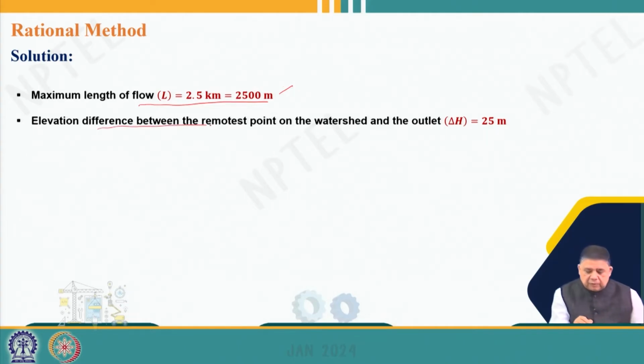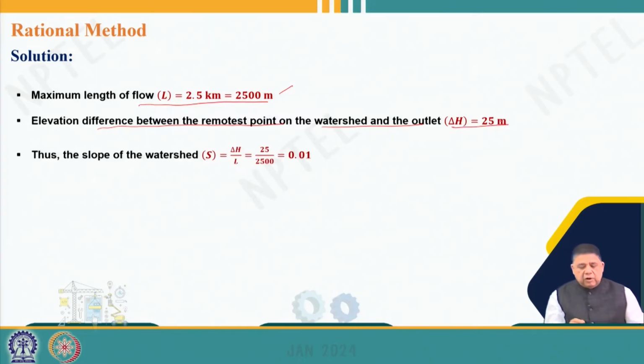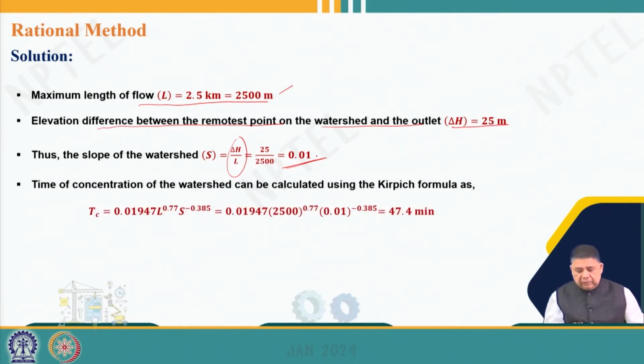The elevation difference between the remotest point of the watershed and the outlet, delta H, is given as 25 meters. So, obviously, the slope will be calculated by the ratio delta H by L. From here we get the slope of the watershed as 0.01. And thus, we can calculate the time of concentration because we know L and we know S. By putting L equals 2500 and S equals 0.01, we get a value of TC as 47.4 minutes from the Kirpich formula.